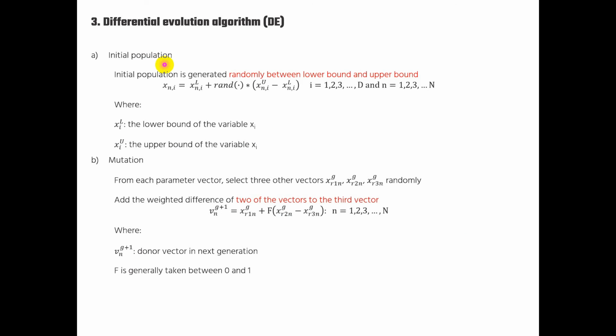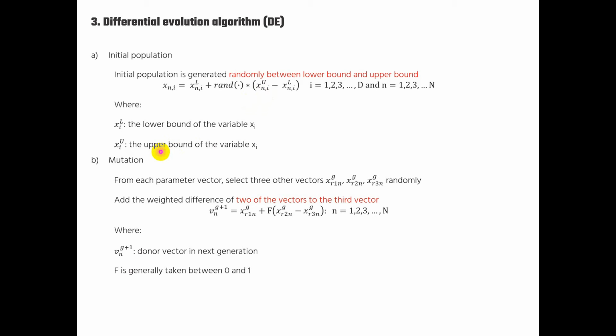First of all, we will talk about the initial population. The initial population begins with a set of individuals whose genes are generated randomly between the upper and lower bounds, as we can see in the equation below. The output equals the lower bound value, added to a random number times the difference between the upper and lower values.